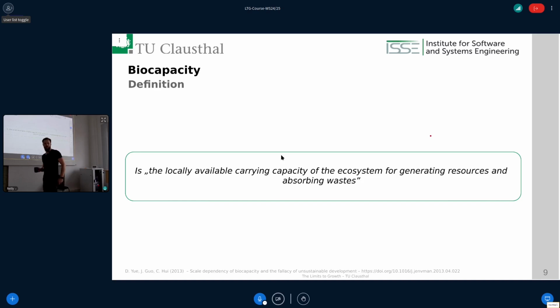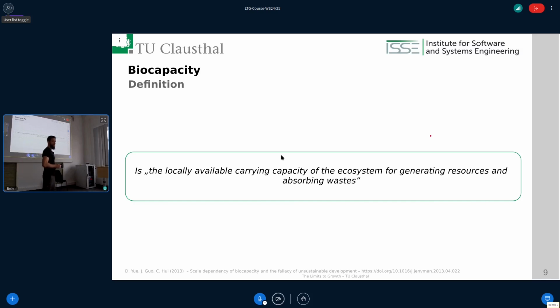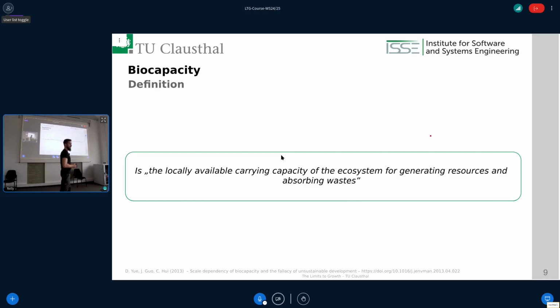Next definition, biocapacity. We briefly touched on that last week when we talked about the Earth overshoot days. It is the locally available carrying capacity of the ecosystem for generating resources and absorbing waste. So how many resources regrow and can be extracted from the environment without causing collapse? How much wood can I take out of a forest without harming the forest? How much fish can I fish every year? How much waste, because this is the other part of the biocapacity, can I dump into the environment without destroying the environment?